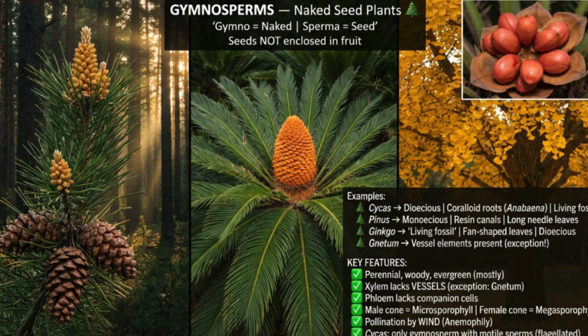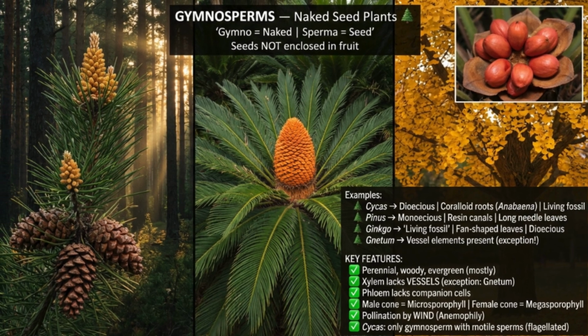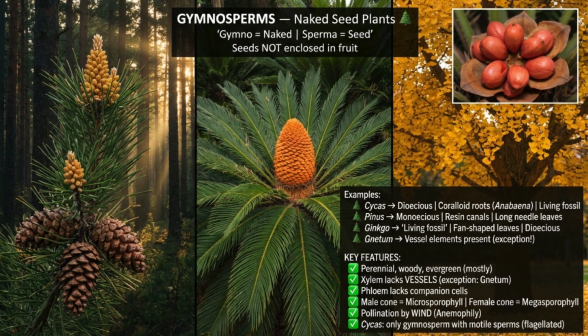Next, let's talk about gymnosperms. The name tells you everything. Gymno means naked, sperma means seed. The seeds are exposed, not enclosed in a fruit. These are mostly woody, perennial, evergreen trees. Now, 2 NEET bombs here. First, gymnosperms have xylem without vessels, except Gnetum, which has vessels. Second, their phloem has no companion cells.